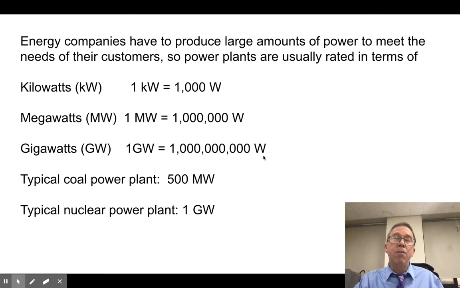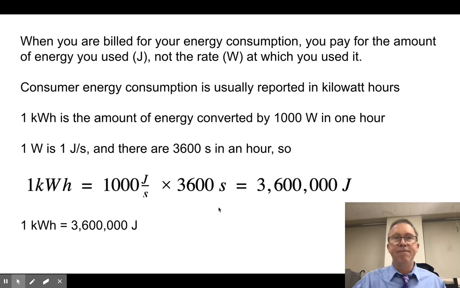So a typical coal-fired power plant is generating about 500 megawatts, or 500 million joules per second. And a typical nuclear power plant is producing about a gigawatt, that means 1 billion joules of energy is being converted every second.